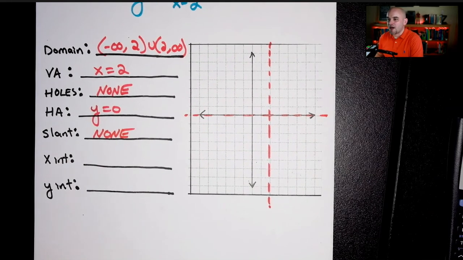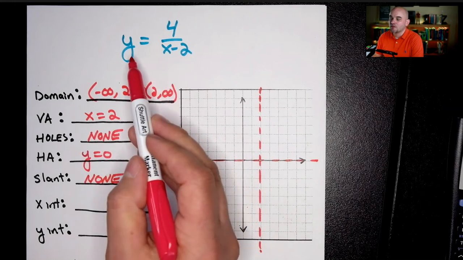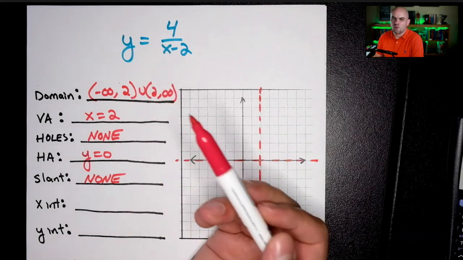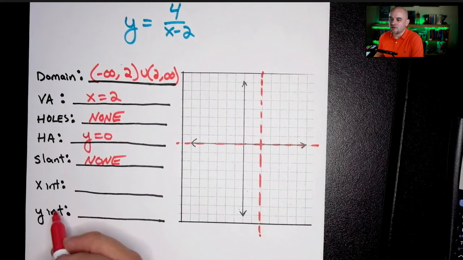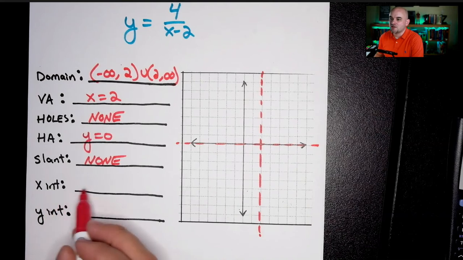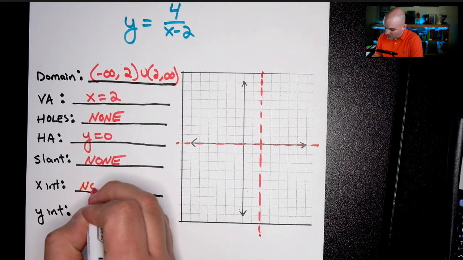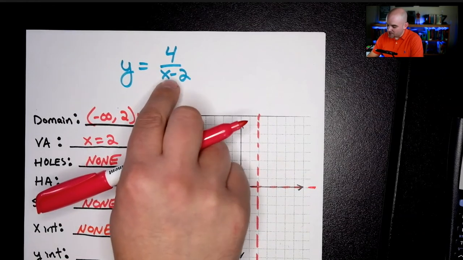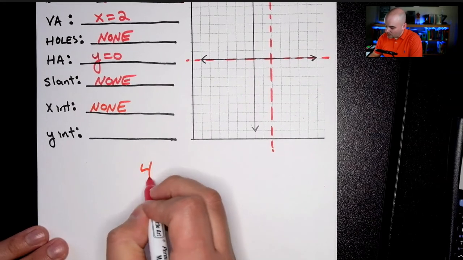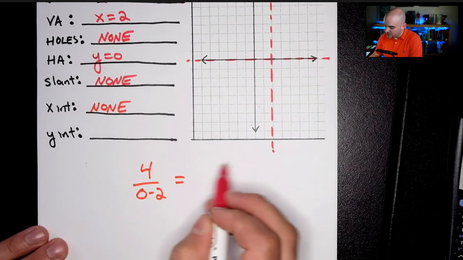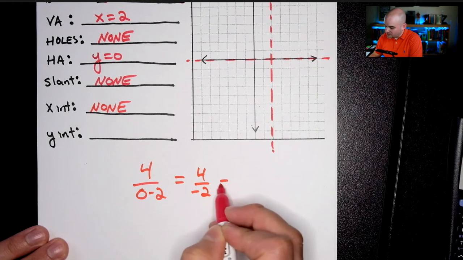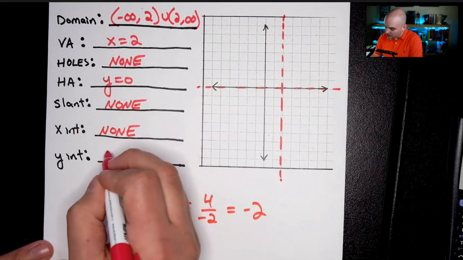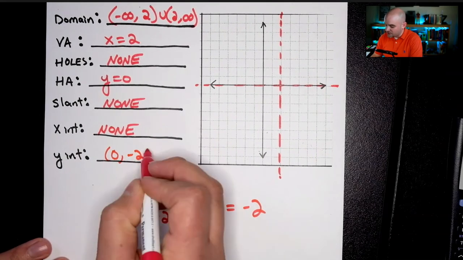The x-intercept happens when the y value is 0. So in this case, if I put 0 in for y and solve, I get 0 equals 4, and that's never going to happen. So in this particular function, there is no x-intercept. Y never equals 0. The y-intercept happens when x equals 0. If I put 0 into this, I end up with 4 over 0 minus 2, which equals 4 over negative 2, and that's negative 2. So when x is equal to 0, y's value is negative 2.